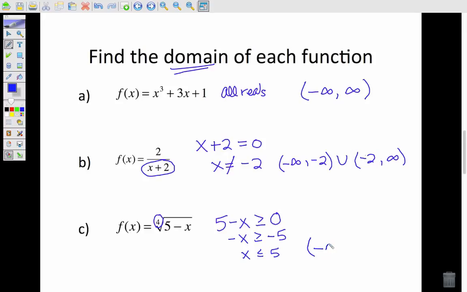So that's your domain, x less than or equal to 5. In the new notation, from negative infinity up to 5, and since it's including 5, we use a bracket. Okay?